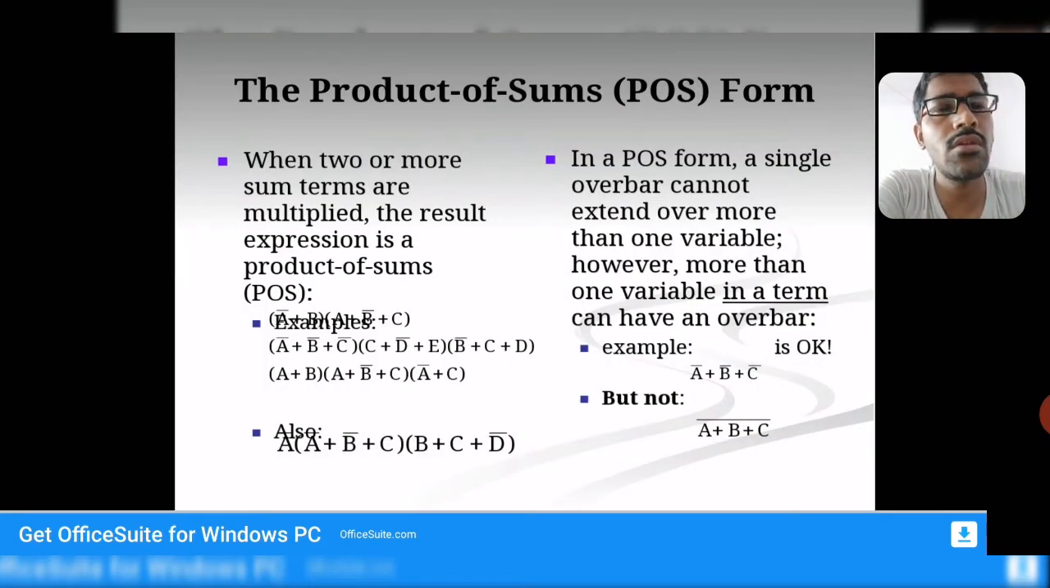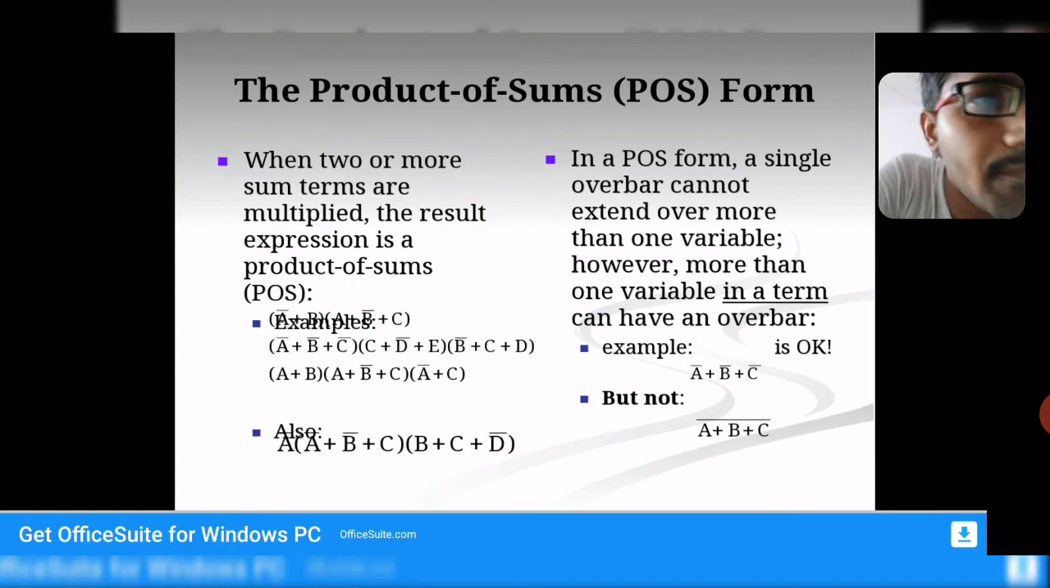As earlier we have discussed sum of products, that means product terms can be added to form a sum of products. Similarly, sum terms can be multiplied to form a product of sum expression. See, (a + b)(a + b + c)(a + c) is a product of sum, because there are three sum terms, a + b, a + b + c and a + c, and they are all multiplied together to form a product of sum expression.